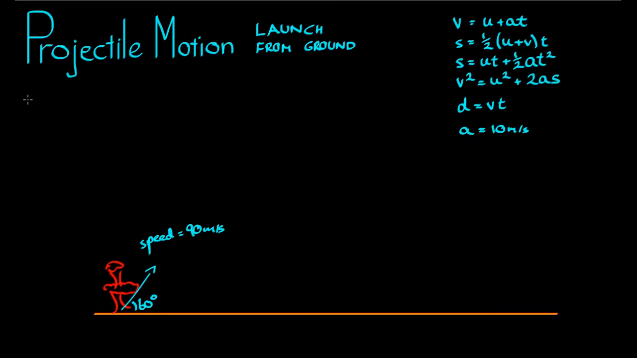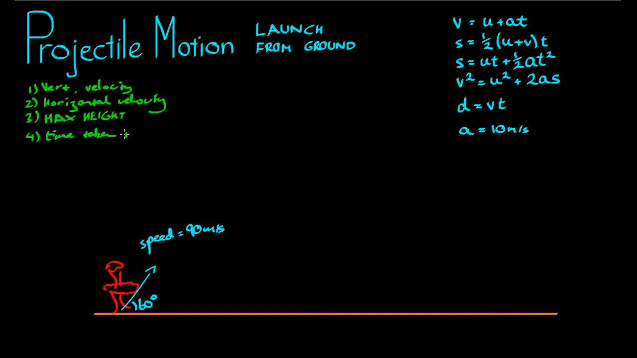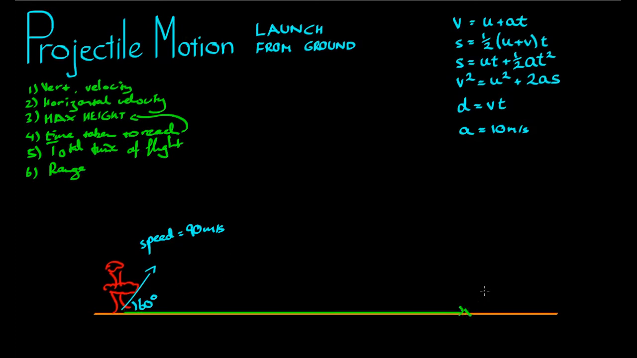Now the values we want to find, I'll list them on the left here. 1, the initial vertical velocity. 2, the initial horizontal velocity. 3, the max height. 4, the time taken to reach max height. 5, the total time of flight. 6, the range, so the horizontal distance to the point of impact over here.